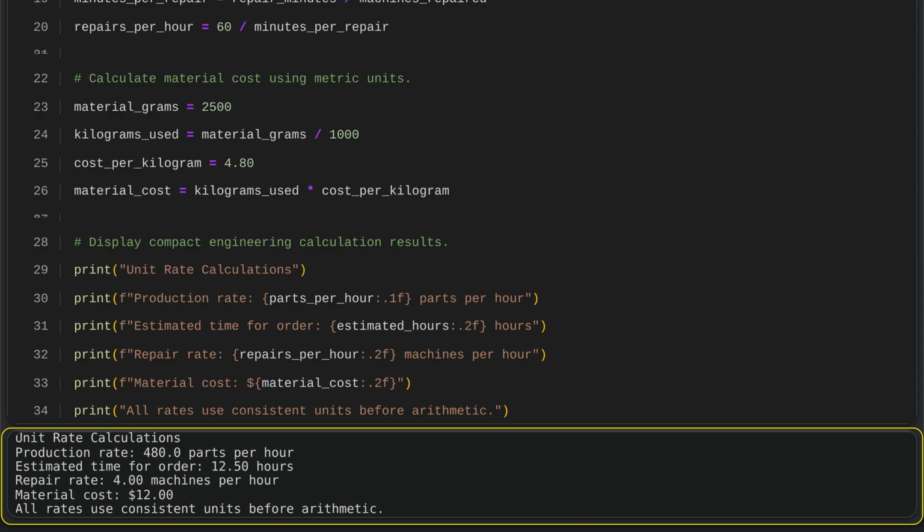This script calculates key unit rates for engineering work. It finds the production rate in parts per hour, uses it to estimate how long a new order will take, calculates the repair rate in machines per hour, and determines material cost by converting grams to kilograms and applying the cost per kilogram. The printed results use consistent units to make the calculations clear and accurate.